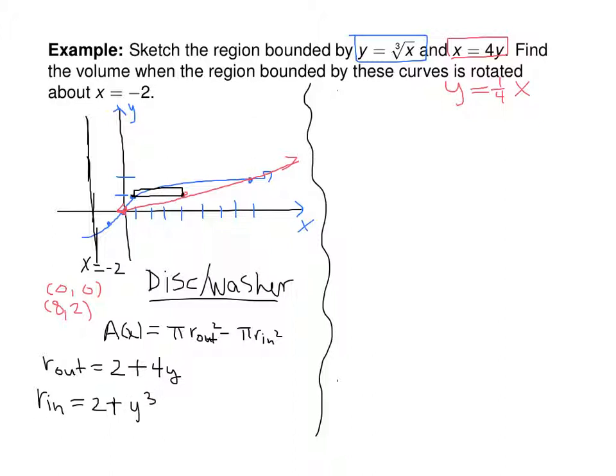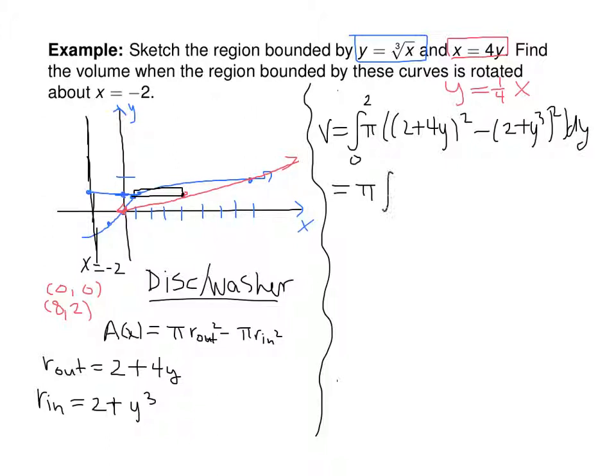The distance from here to there is 2, and then the rest of the way to the curve is x, which equals y cubed. And so the volume is the integral. Now because these expressions involve y's, your bounds have to be in y, so your slices begin at y equals 0 and end at y equals 2. Pi times the integral of 2 plus 4y, the quantity squared, minus 2 plus y cubed, the quantity squared, dy.